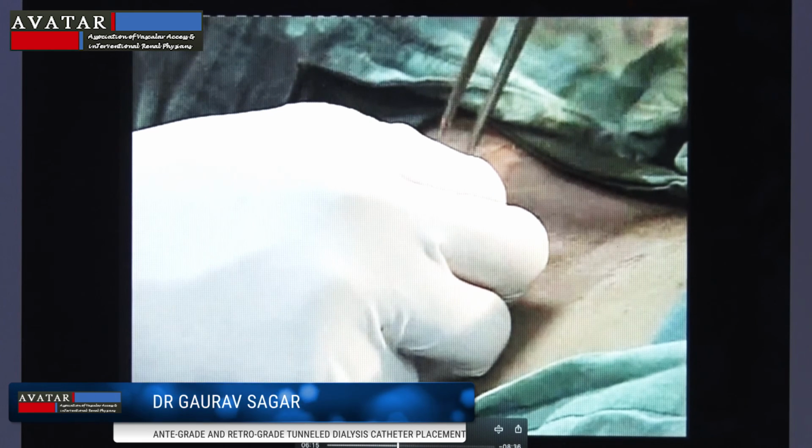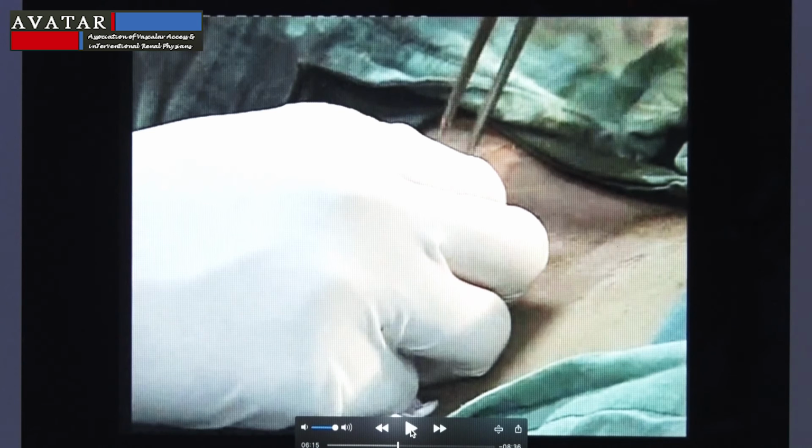Putting a tunnel dialysis catheter over the wire, and especially in veins which have been stented because of central venous stenosis, the retrograde tunnel dialysis catheter again offers some advantage. There are lesser chances of migration when doing the procedure with the retrograde tunnel dialysis catheter. But yes, having said this, whenever you are learning the procedure, it's always easier to start with the antegrade tunnel dialysis catheter compared to the retrograde.